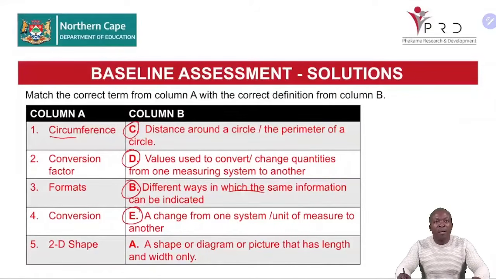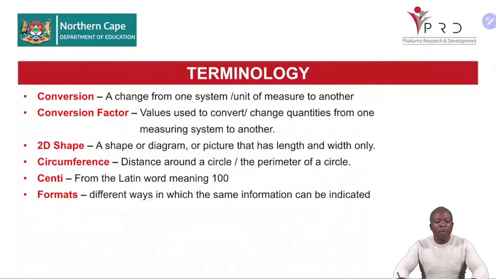Then the last one was a 2D shape. Whenever you hear 2D shape, you know we are talking of a shape or diagram that has length and width only. The reason why we are calling it a 2D shape is because it has got only 2 dimensions. Therefore, the correct answer was supposed to be A.